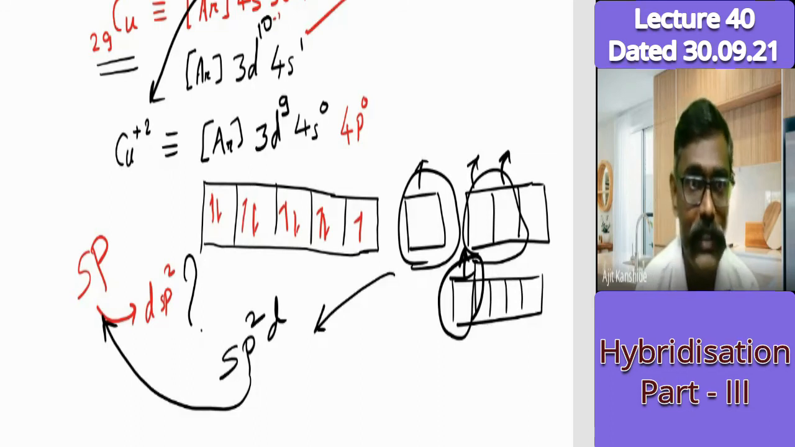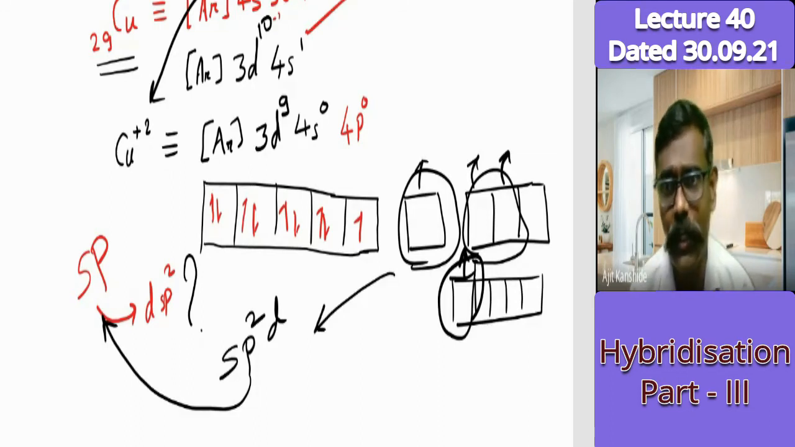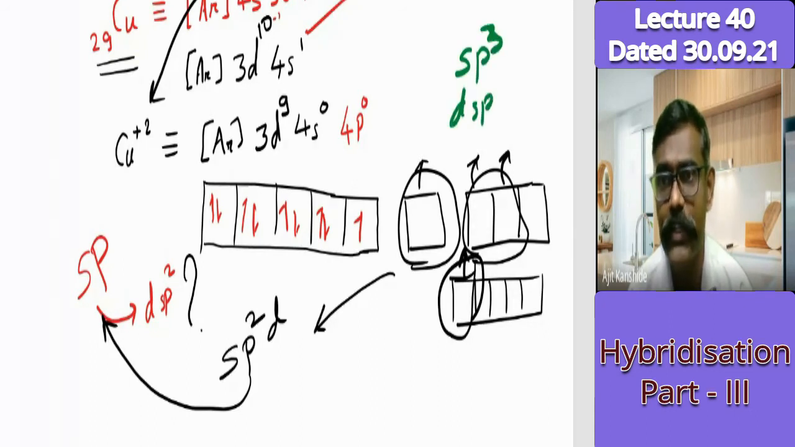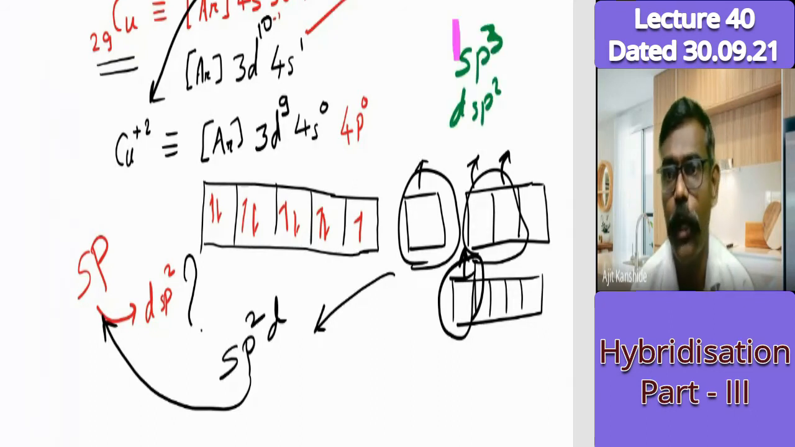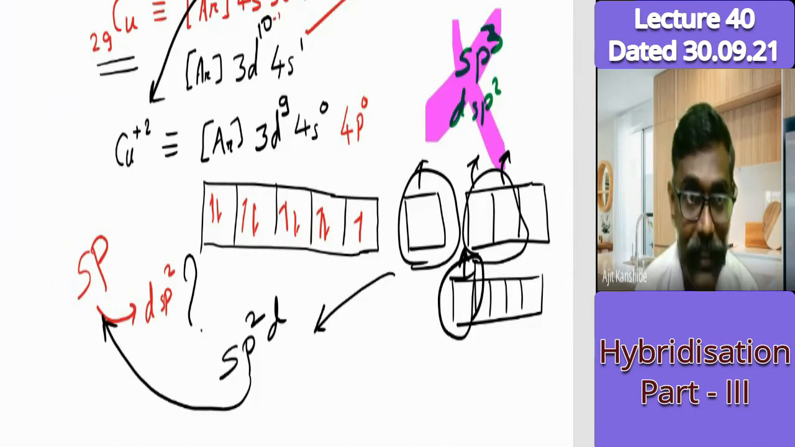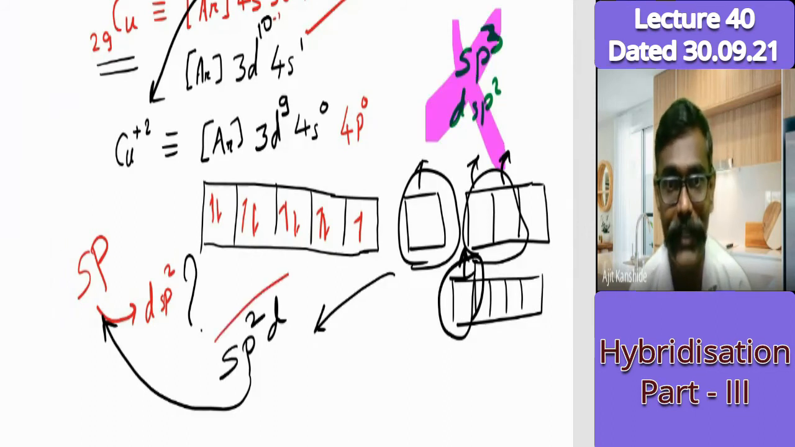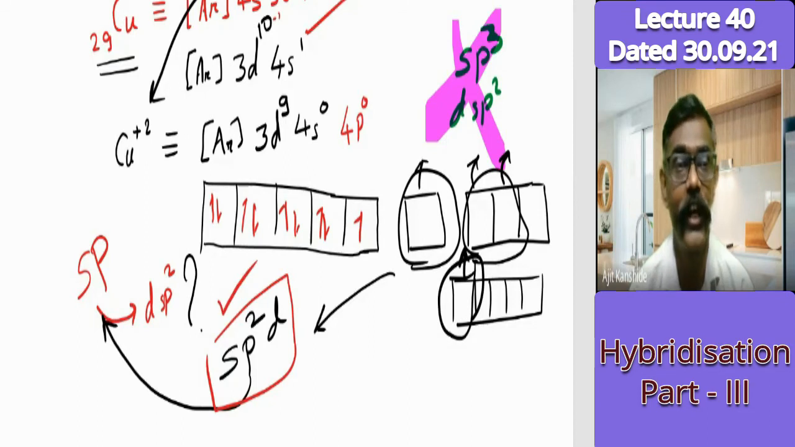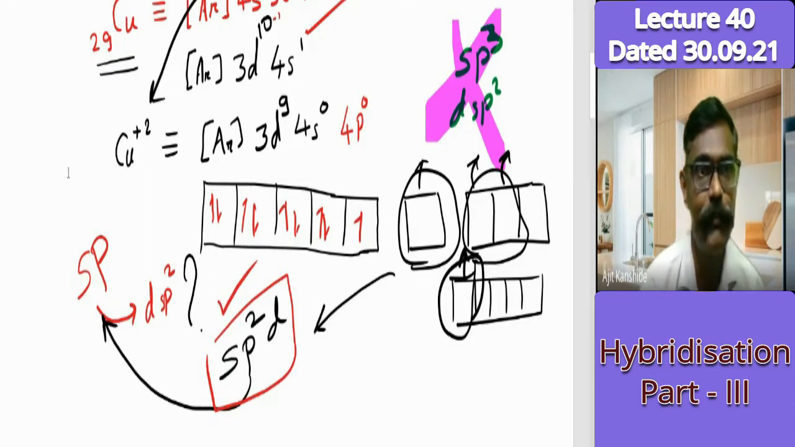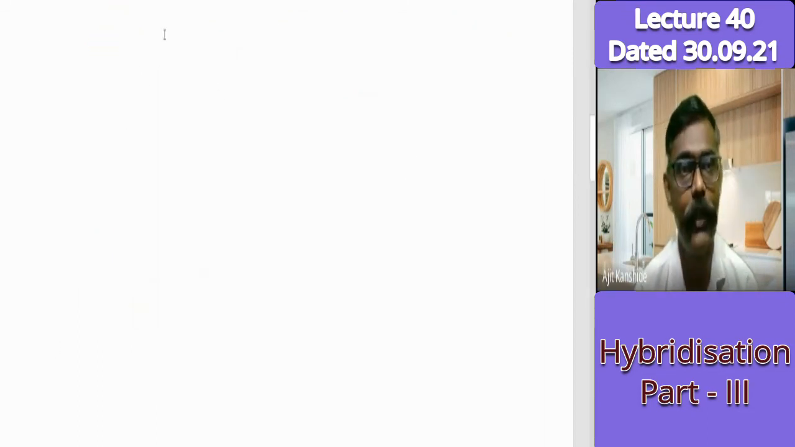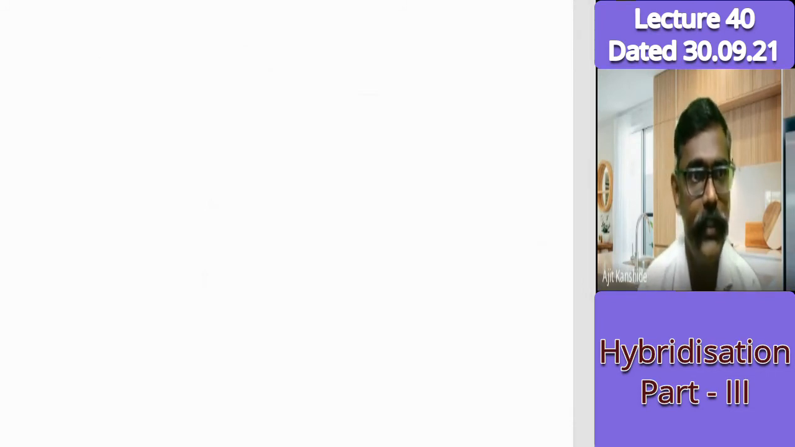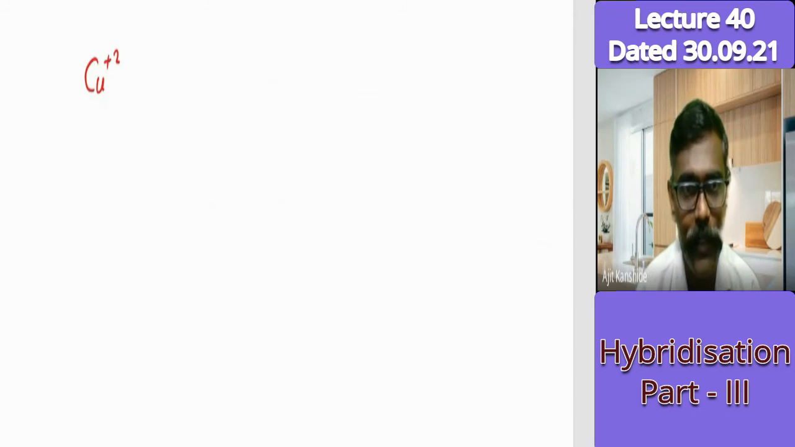Our previous attempts, general knowledge attempts of sp3 and dsp2 hybridization, were found to be not correct. The attempt to describe the hybridization in copper as sp2d is the correct one. Now let me describe this sp2d hybridization. Our example is the copper ammonia complex. In that, the central metal ion is copper plus 2. I am writing now only the outermost electronic configuration.